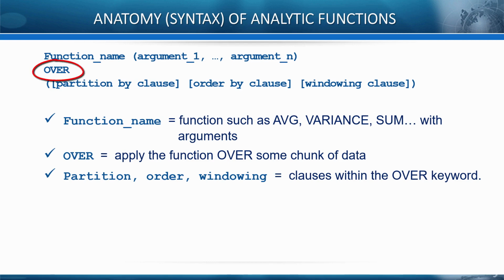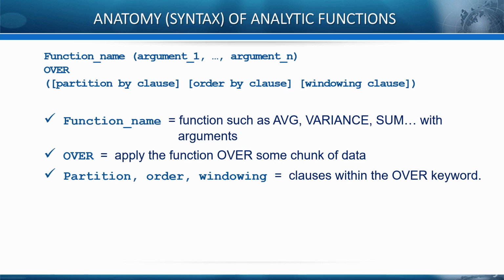Then, we have the keyword OVER, which is the keyword that defines these functions as analytic functions. As we mentioned before, functions like sum and average are seen every day as aggregate functions, but once you pass the OVER keyword to these functions, they cease to be simple aggregate functions and instead become analytic functions. So whenever you see the keyword OVER in a SQL statement, that is an indication that the statement is using an analytic function.